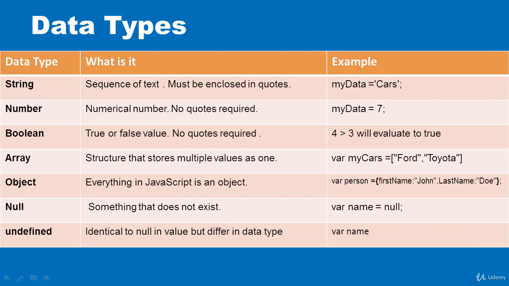Another data type I want to introduce you to is called null. You may come across this in your learning with JavaScript, and basically a null data type is something that does not exist. You can also use the null data type to empty the value of a variable, and null is also an object data type.